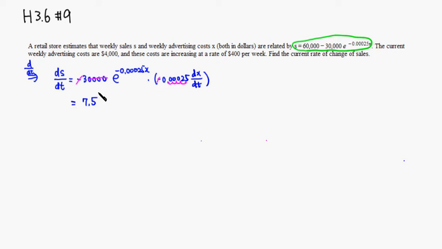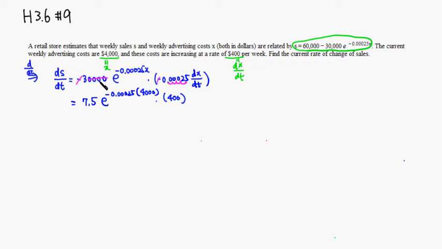Then you have e to the negative 0.00025. Then x is actually 4,000, so we put that in there. Then times dx over dt. dx over dt is given right here, so we just put at the end 400.